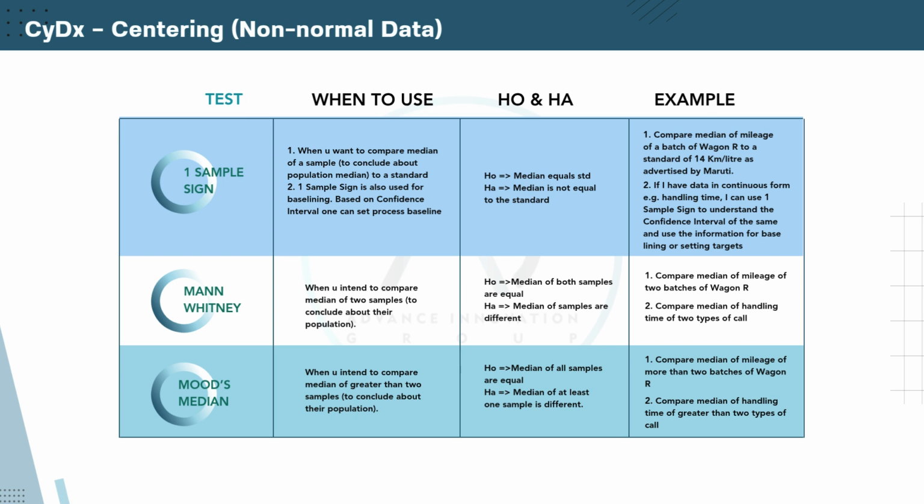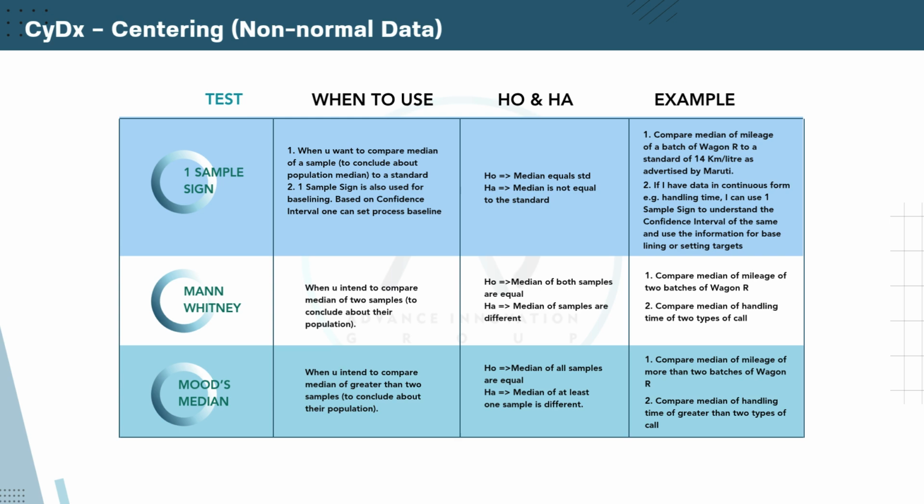Purpose of the slide: this slide provides a consolidated view of 3 non-parametric hypothesis tests, commonly used for centering analysis when the data is not normally distributed. These tests help us analyze median differences rather than means, which is more appropriate when data is skewed or contains outliers. Begin with context. In Six Sigma and other data-driven projects, we often need to evaluate whether a process is centered around a target value.